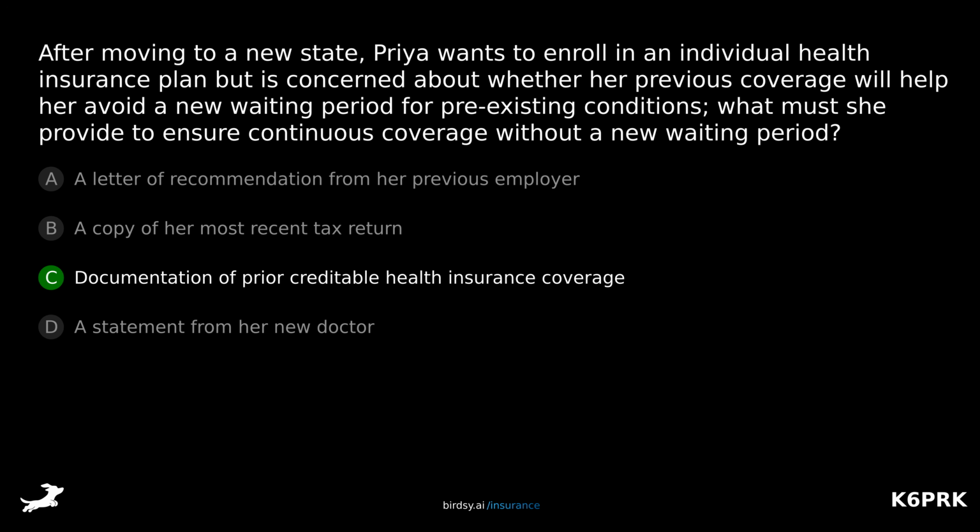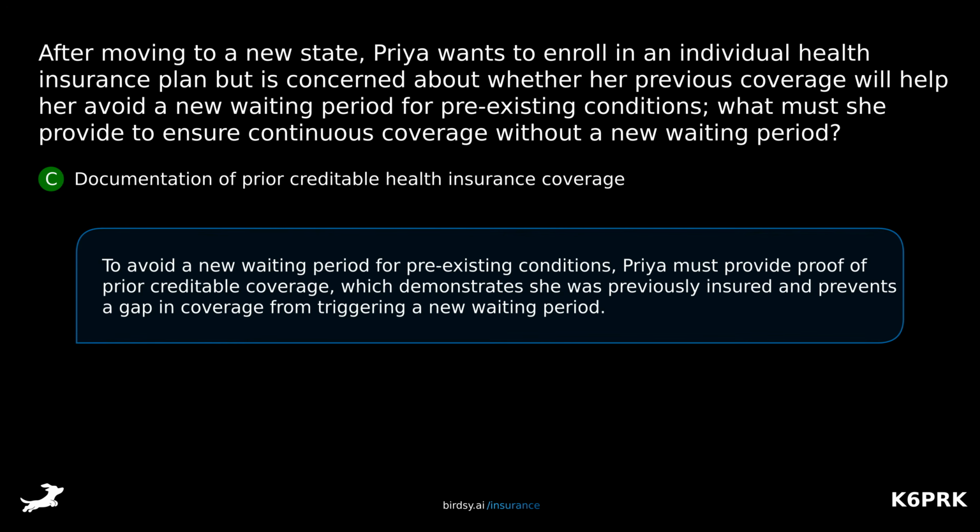The correct answer is C. Documentation of prior creditable health insurance coverage. To avoid a new waiting period for pre-existing conditions, Priya must provide proof of prior creditable coverage, which demonstrates she was previously insured and prevents a gap in coverage from triggering a new waiting period.